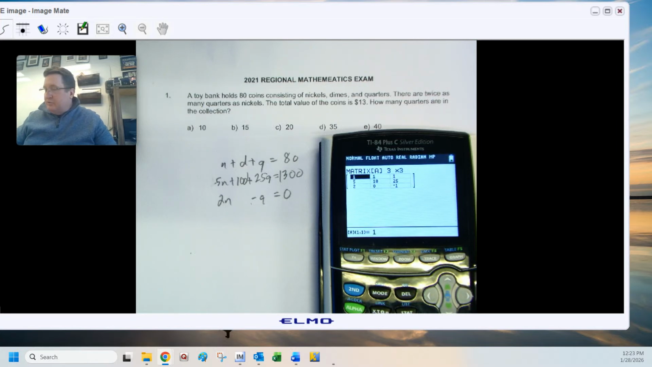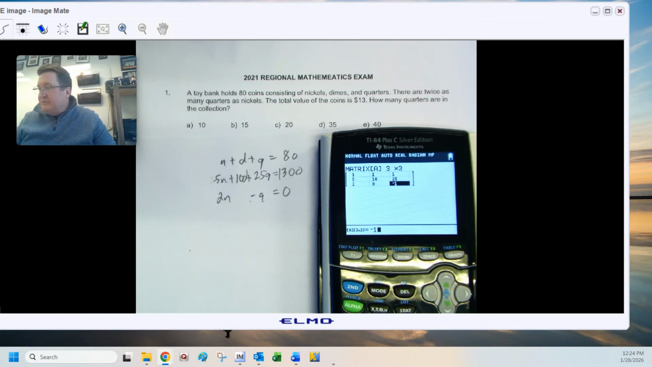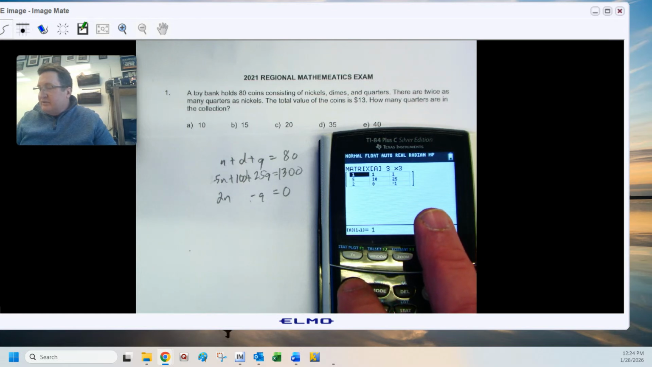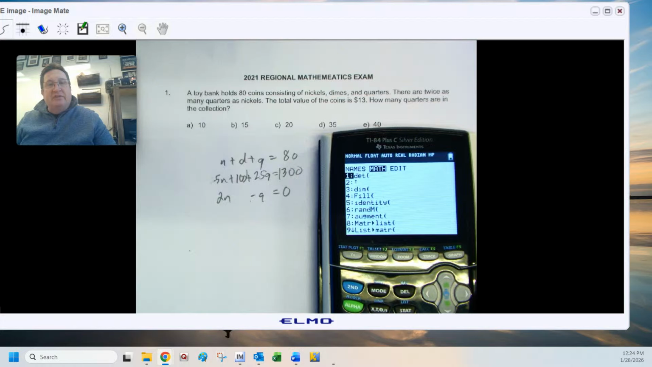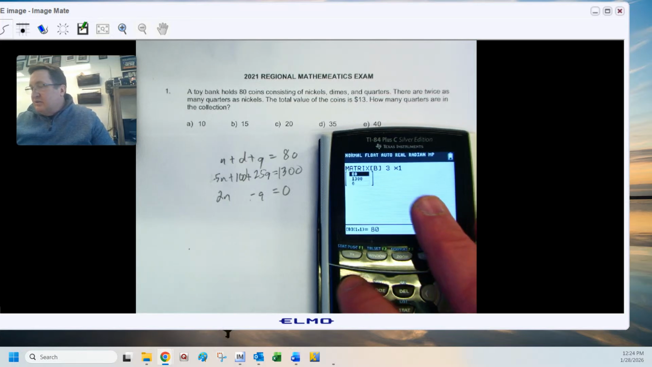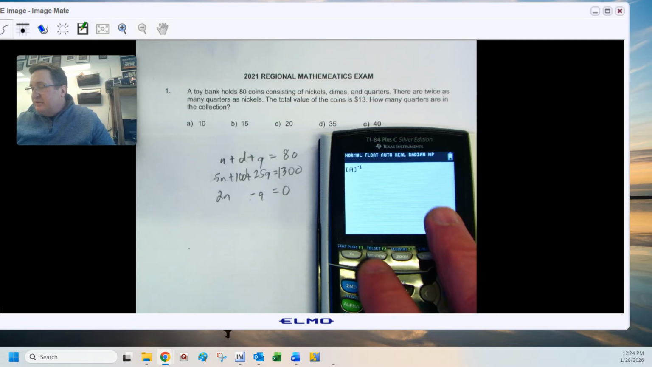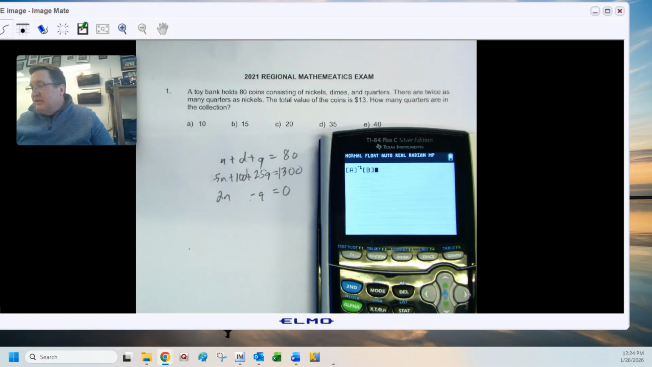I've put in these numbers, 1, 1, 1, 5, 10, 25. You can see that you could pretty easily type them in. 2, 0, negative 1. And then go to a matrix B, so it's second matrix and edit matrix B. And it's a 3 by 1, and you want to put the numbers 80, 1300, and 0. Then you get out of that screen, you hit second matrix and choose A, and then inverse, second matrix, and then B, and hit enter.